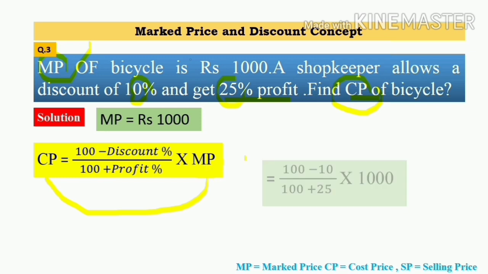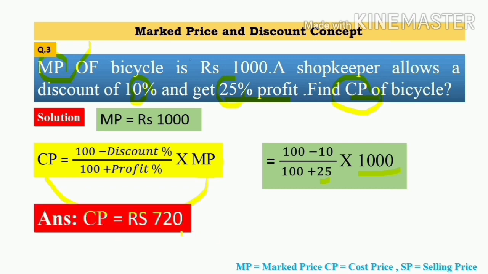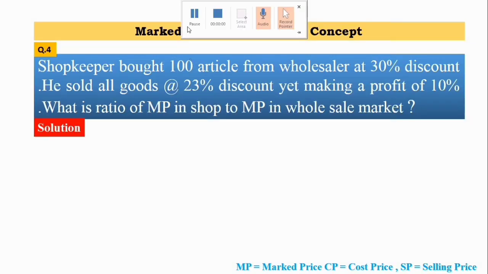So we have to simply put the values, that is 100 minus 10% discount upon 100 plus 25%, that is the profit percentage, into market price value, that is 1000, which is given. So after calculating this we get the answer, that is 720 rupees. So this is the required answer.